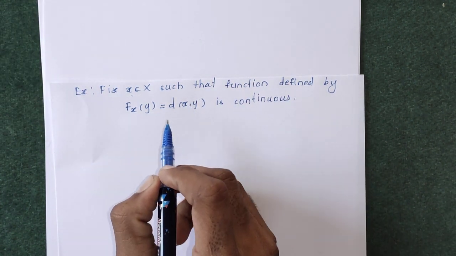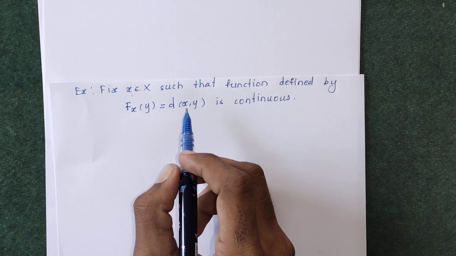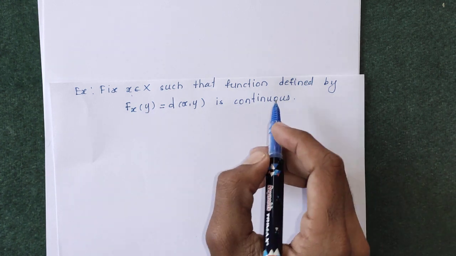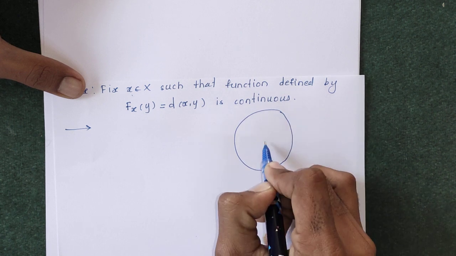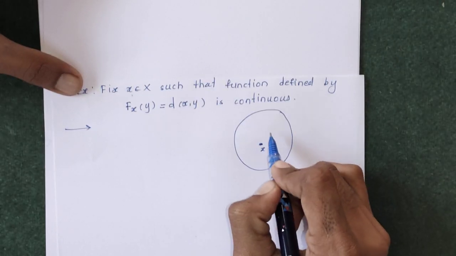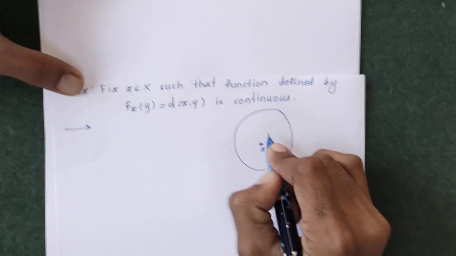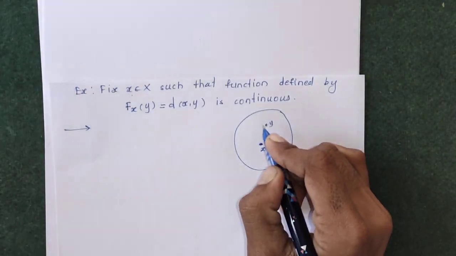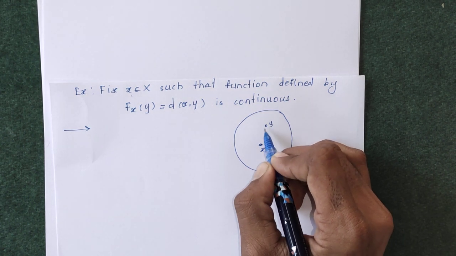So x belongs to X, a fixed element of the domain, and the function is defined on the rest of the elements by the distance between these two elements. If we draw the diagram of this domain, suppose x is a fixed element in that domain, and f is defined on this domain to itself. Suppose y is an element of the domain, then the function on y is defined as the distance between these two elements.